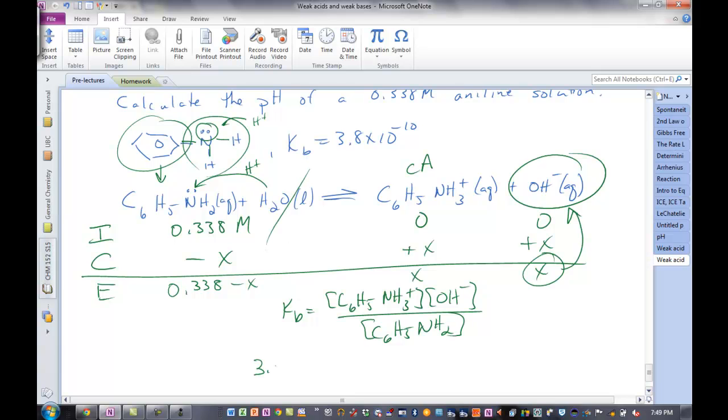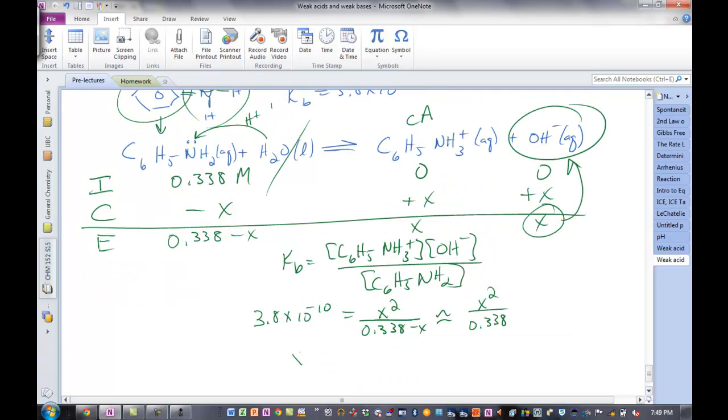Kb value is really small. Okay, x times x, x squared, over 0.338 minus x. What assumption are we going to make? Yes, that this is approximately x squared over 0.338. Okay, so that initial is not going to change much. We're going to assume it stays the same. Cross multiply to get x squared.